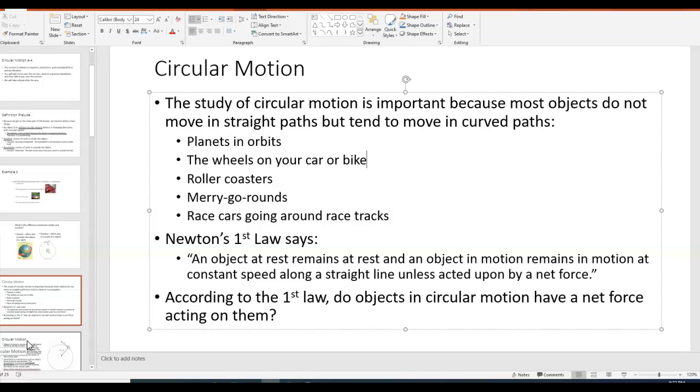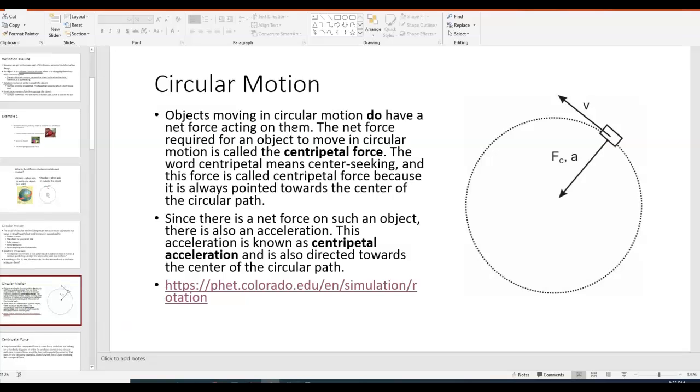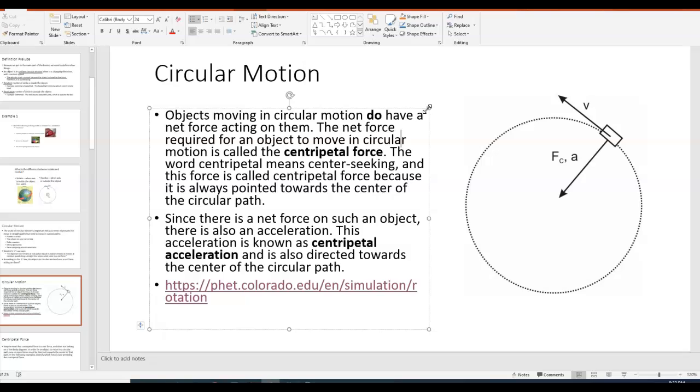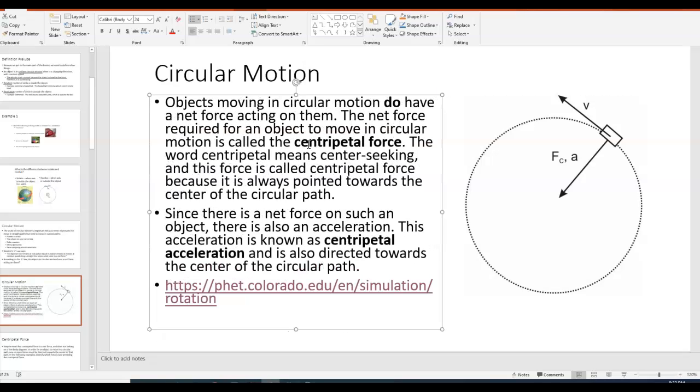Now, this net force in circular motion, we give it a special name. Before we called it F net. For reasons I don't really understand, when we talk about circular motion, we don't really call it net force anymore. The name we give to this force, which is really just a net force, is centripetal force. Say it with me: centripetal.